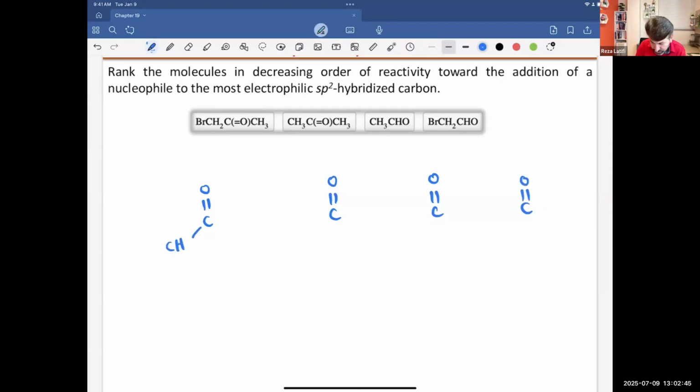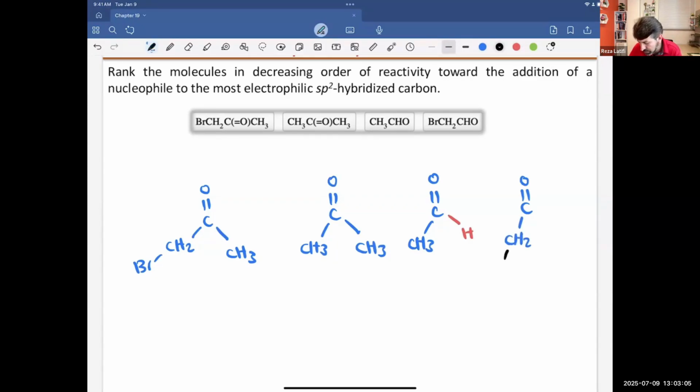Here we have CH2, and then a bromide. This one, CH3, CH3, CH3. This one, CH3. Here I have hydrogen. This one, CH2. Now I put bromide here, and I have hydrogen there. Let me change the color for this one. Let's say this one is bromide.